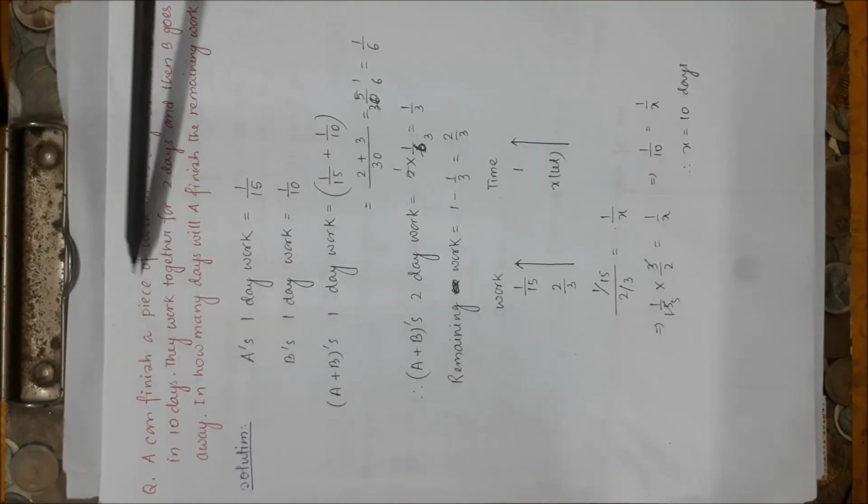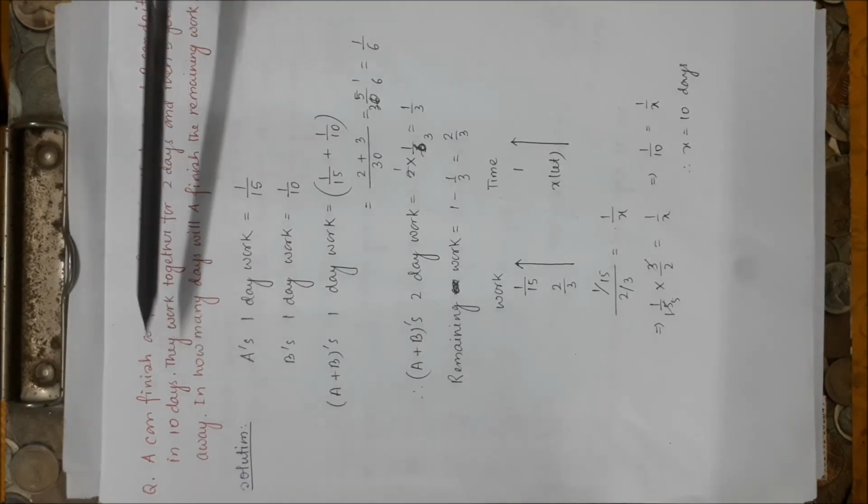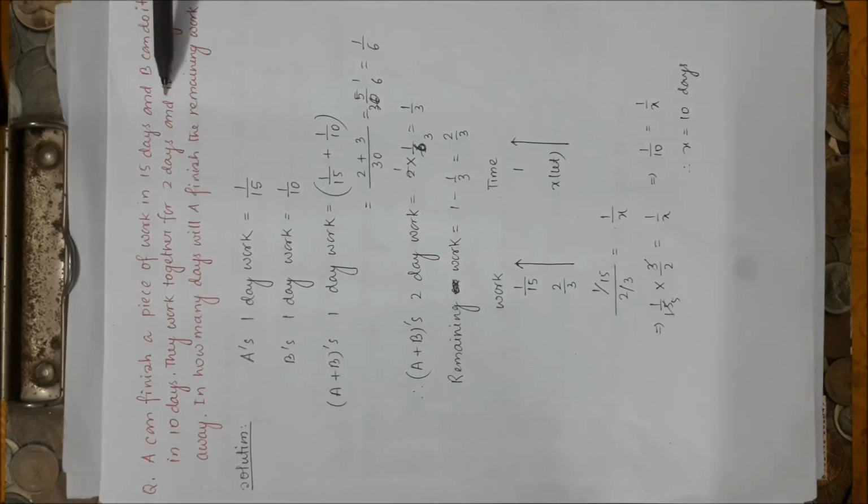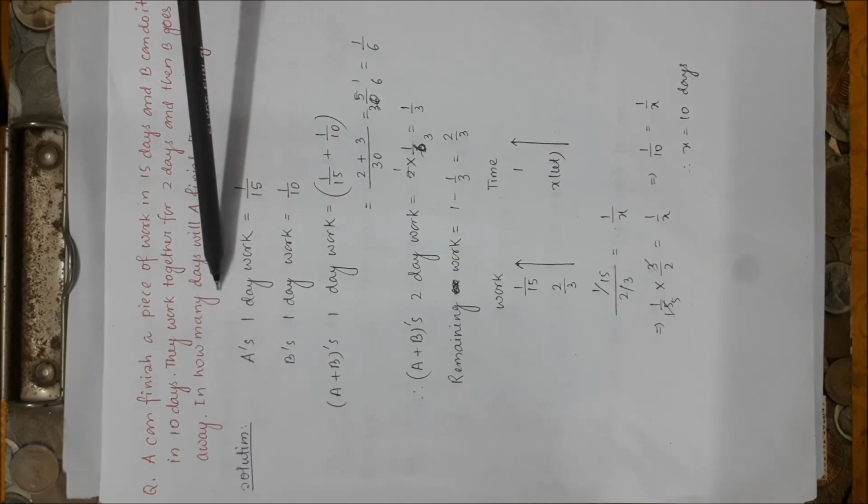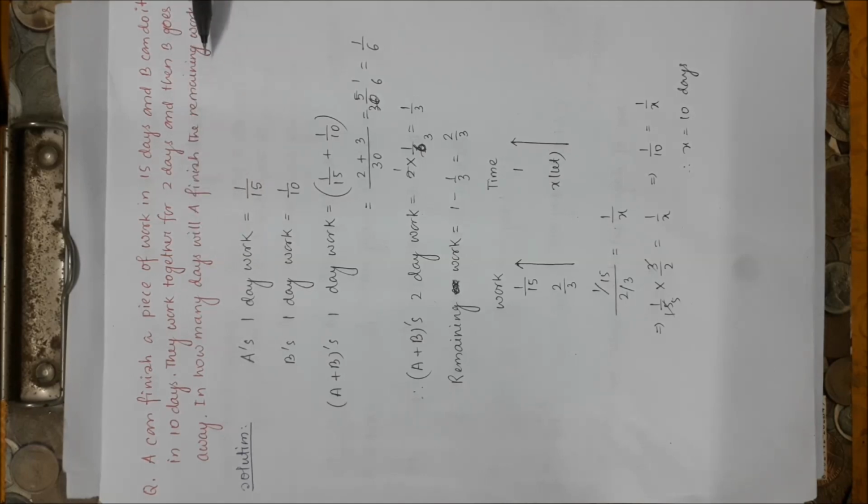A can finish a piece of work in 15 days and B can do it in 10 days. They work together for 2 days and then B goes away. In how many days will A finish the remaining work? So, if you summarize the sum, A and B work together for 2 days, then B leaves, and whatever remaining work is left needs to be completed by A, so we need to find out how many days A will require to finish the remaining work.